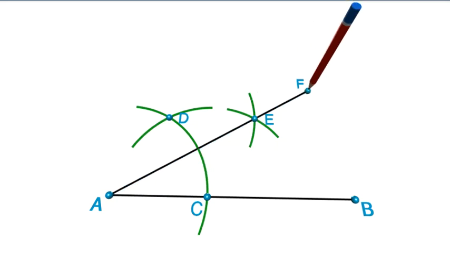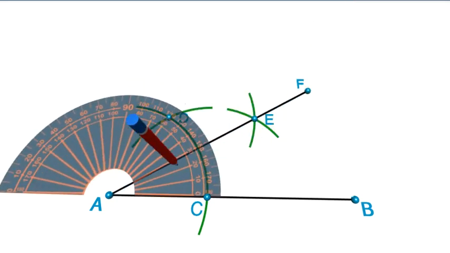I'm going to call the top part there F. Then I'm going to use a protractor and measure my angle. When you're using the protractor to measure an angle, the center of the protractor goes to the vertex of the angle, which is at A. The line AB must run along 0. The 0 on the protractor must rest on top of the line AB. So the line AB is my 0 line.